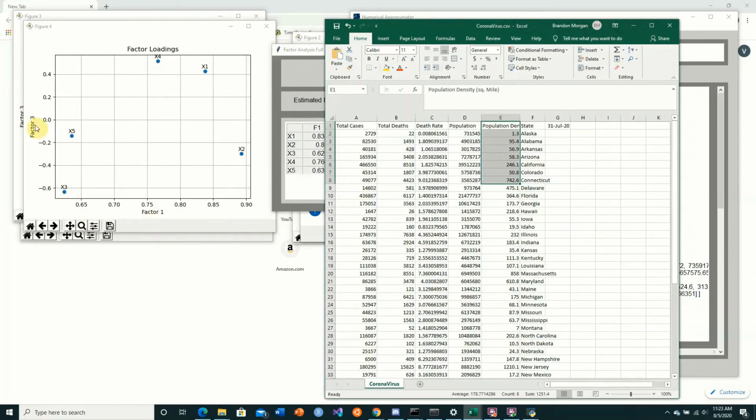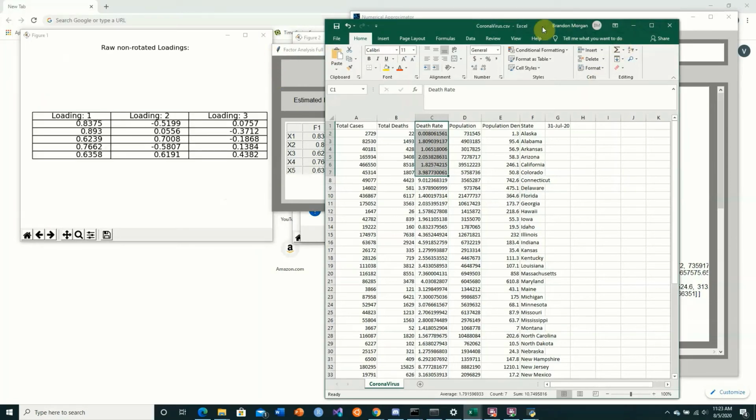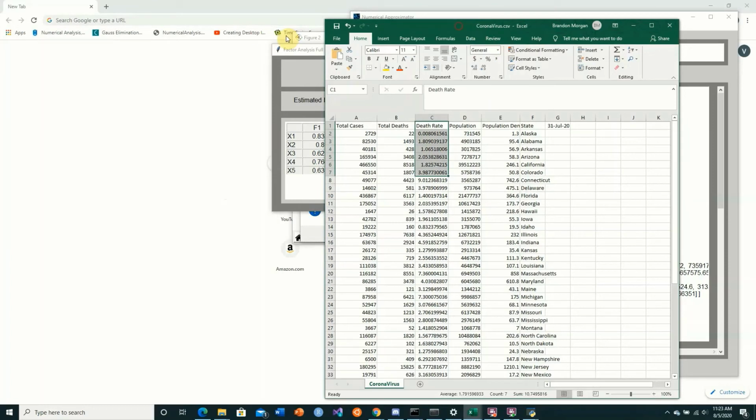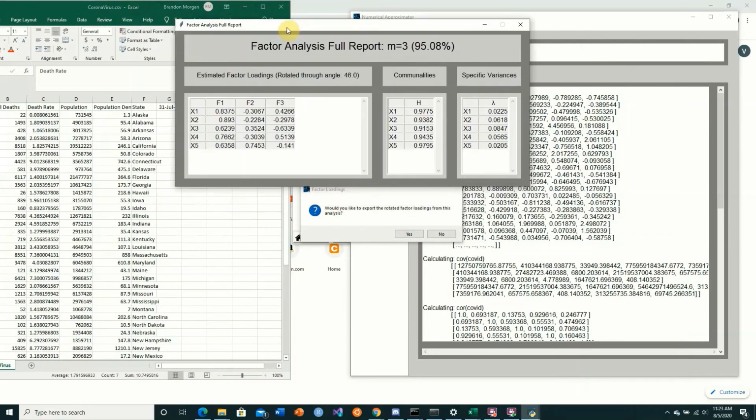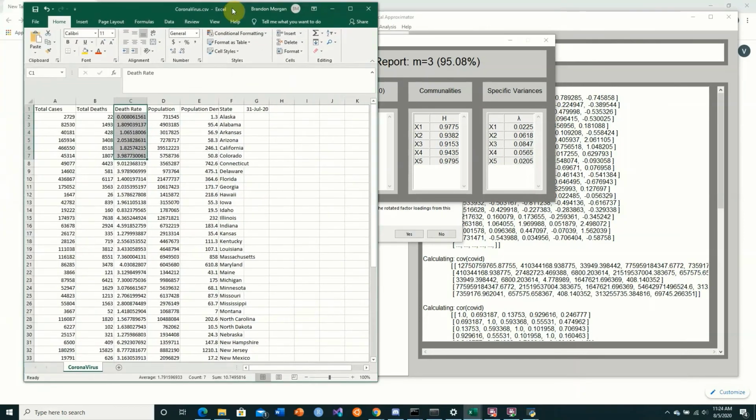We can see factor 1 versus factor 3. Factor 3 explains a lot in terms of the death rate, negatively. And factor 1, we already have that. So factor 2 versus factor 3. Factor 3 explains a lot of the variability in x1 and x4. Factor 2 explains a lot in x5. So now we can say that 3 factors would be a good choice.